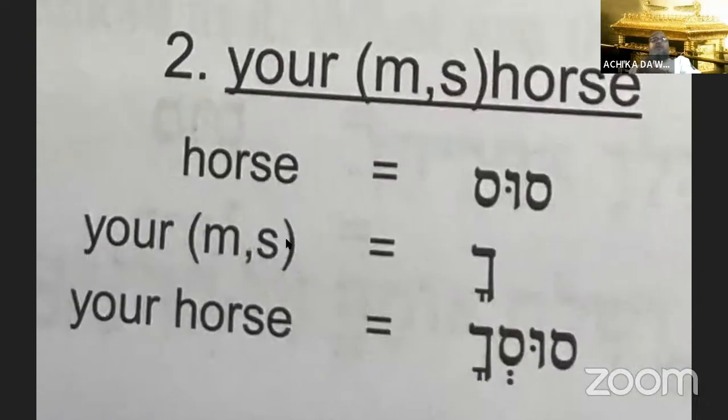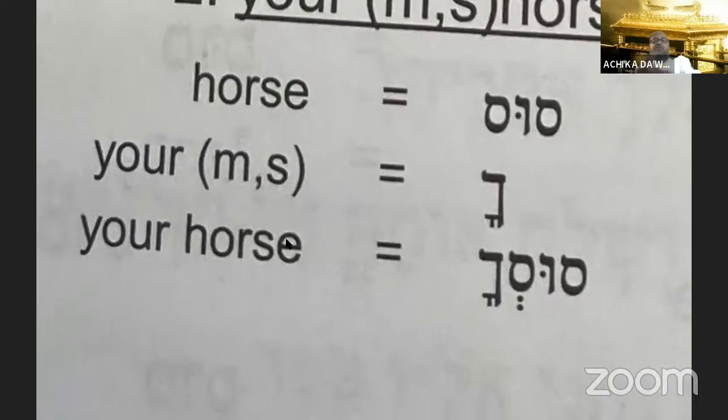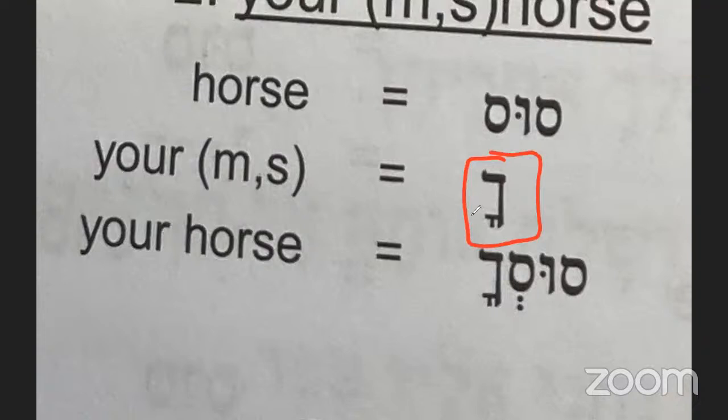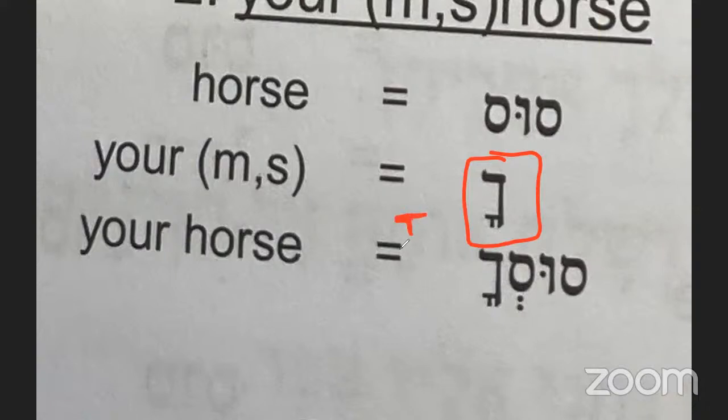When we talk about a masculine singular, horse is sus, but I want it to be "yours." Right? It's not suska, it's susecha. The susecha. Cha. What makes this kaf masculine? Somebody tell me. It's the vowel, the tav vowel. Yep, the tav vowel. Okay. Yes. Okay.